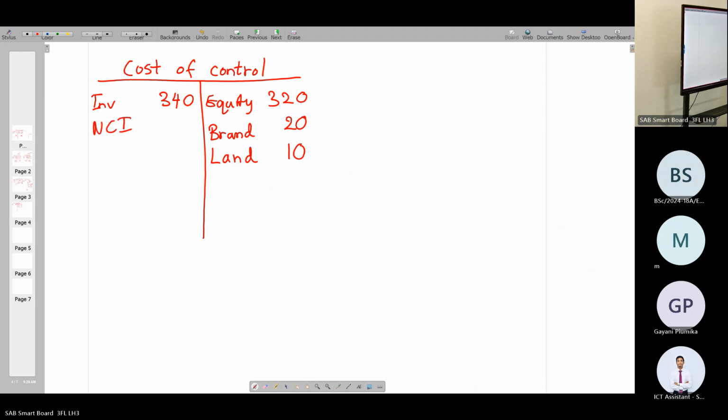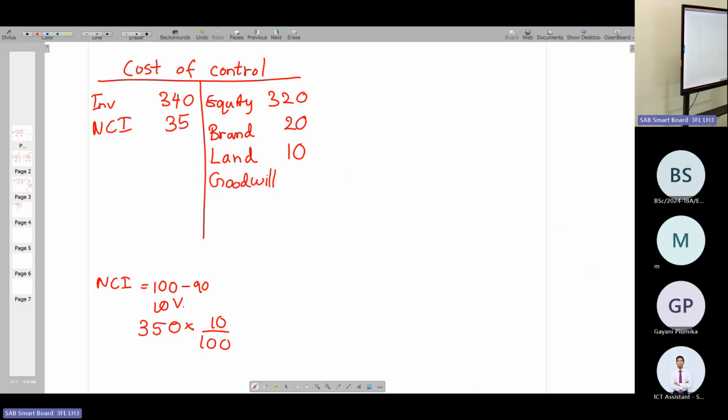What is NCI? How do we take the NCI? How is it made? Right, how much? 100 minus 90, so the NCI is 10%. We take 10% of 350. What's the goodwill? 25. Goodwill debit, cost of control.